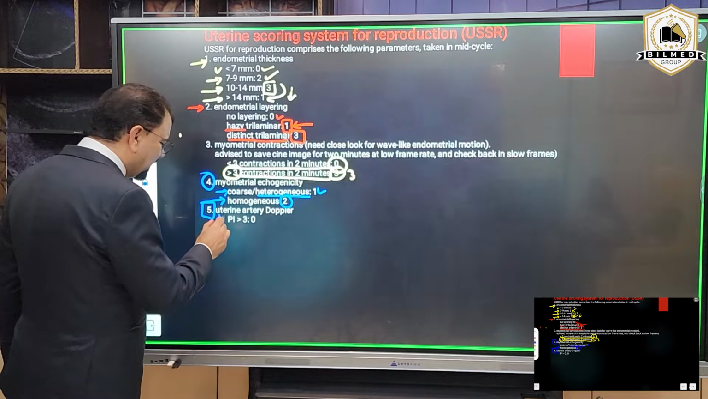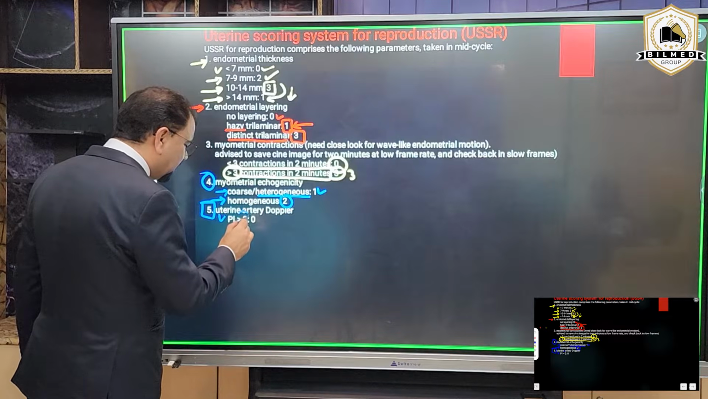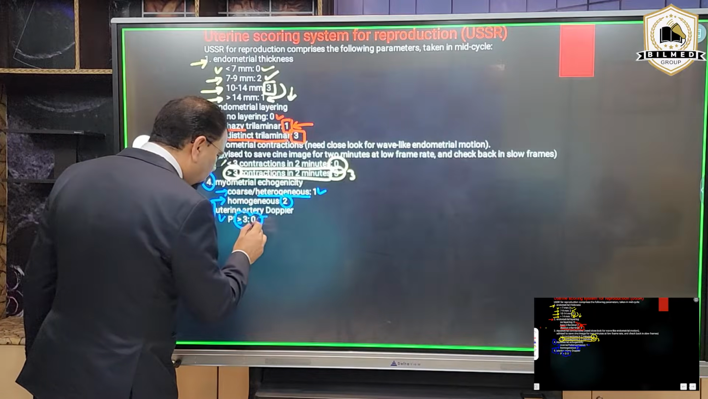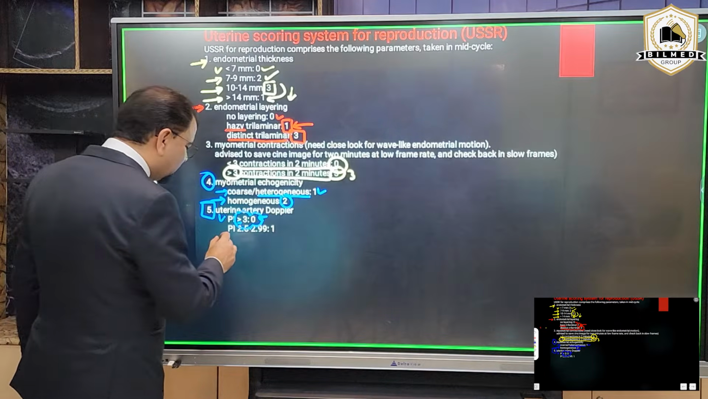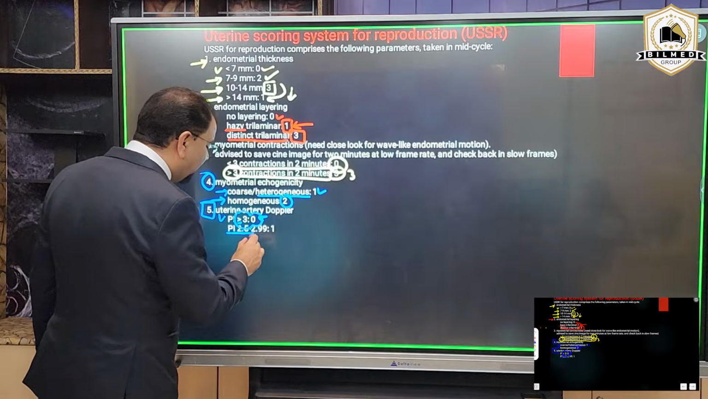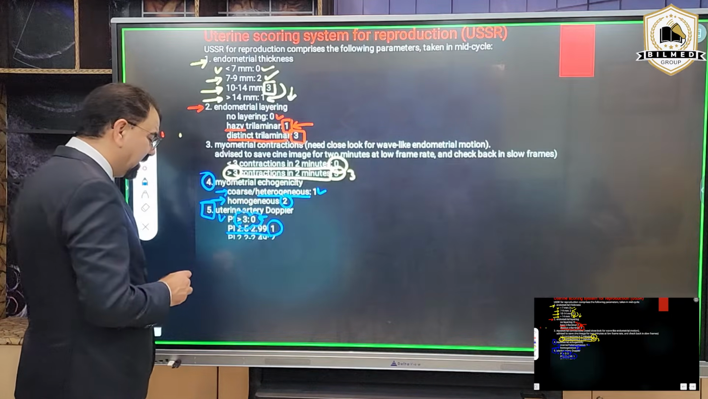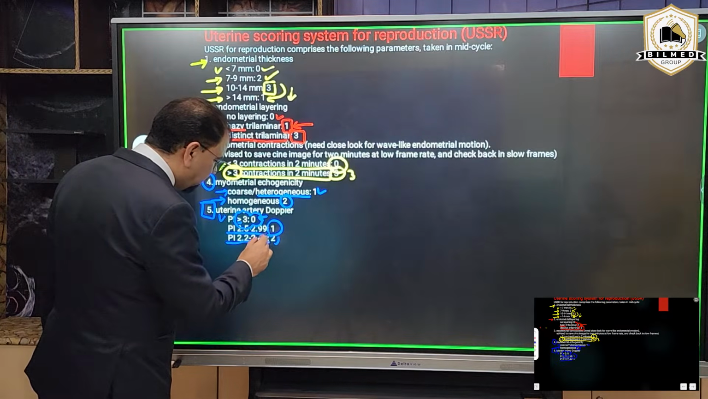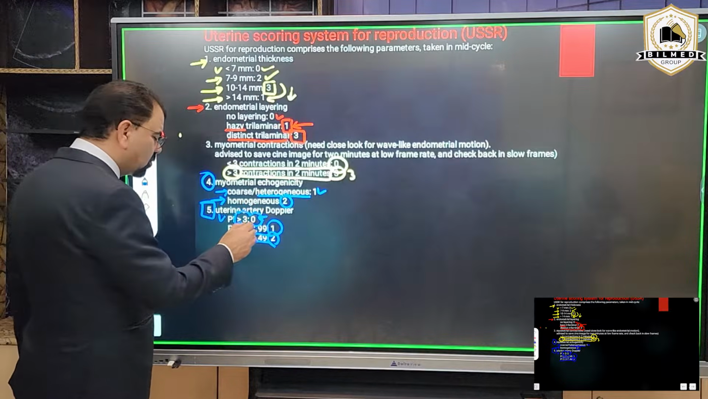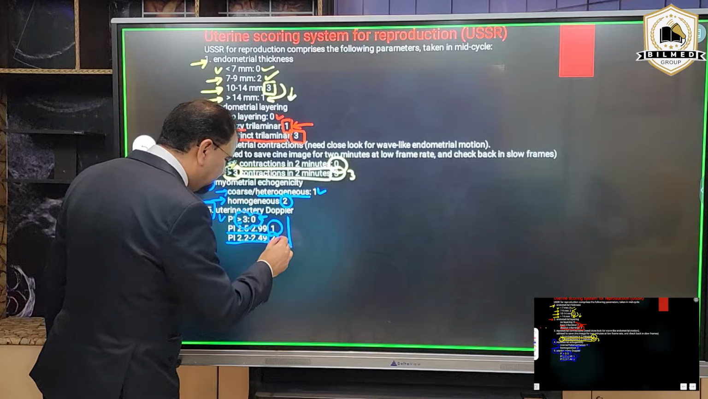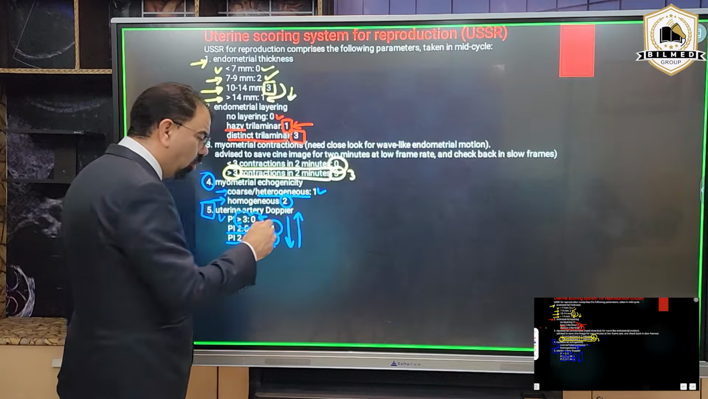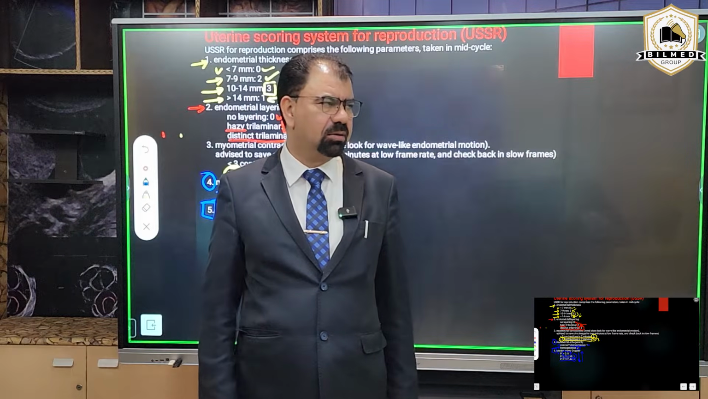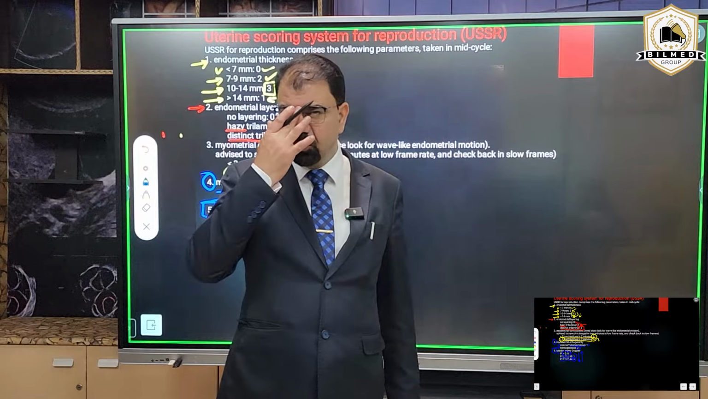And the pulsatility index, if greater than 3, the score is 0. Now see, more than 3, the score is 0. And if the PI is in between 2.5 and 3, it is 1. But if PI is 2.2 to 2.5, then the score is 2. It means whenever PI is dropping, the score is increasing. So a dropping PI in the uterine artery is increasing the score.